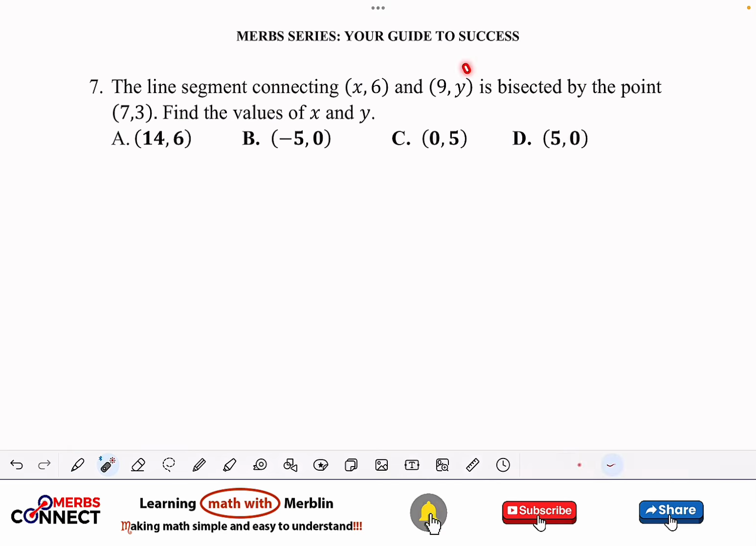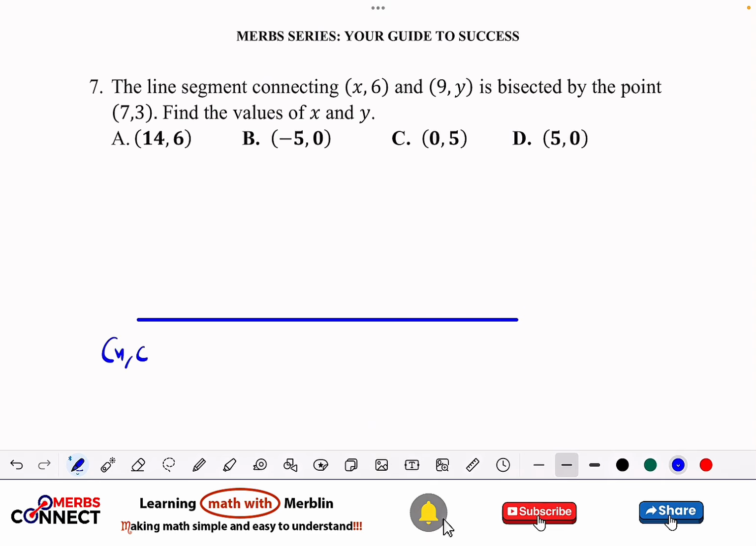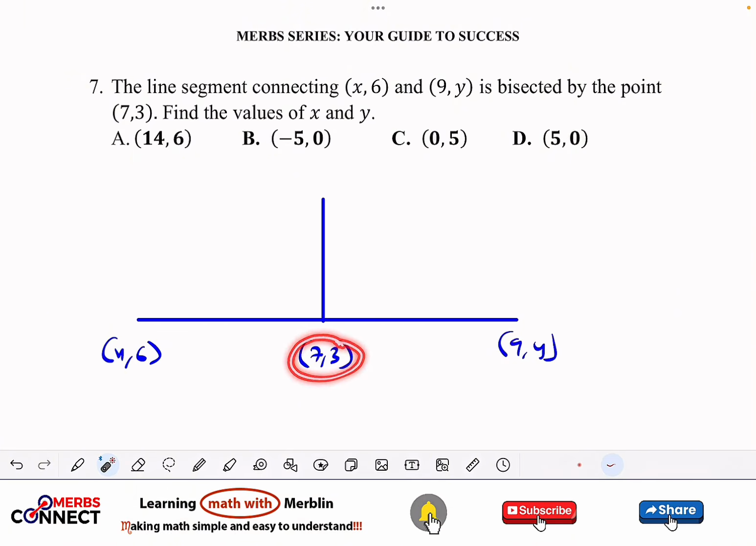The line segment containing this is bisected by the point this. Find the value of x and y. So this is the line segment, and we have, let's say, (x, 6) and (9, y), and it is bisected. When you say something is bisected, it means that you're going to divide it into 2 equal parts. So we are going to have this at the point (7, 3). It means that this is the midpoint of this and that. So we are going to use a midpoint approach to solve for x and y.